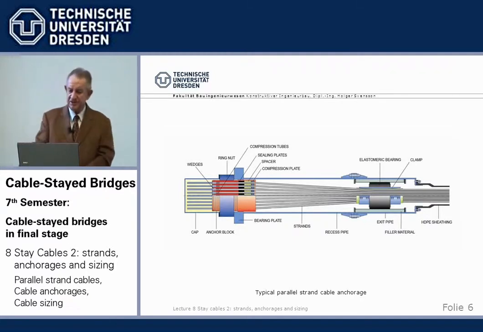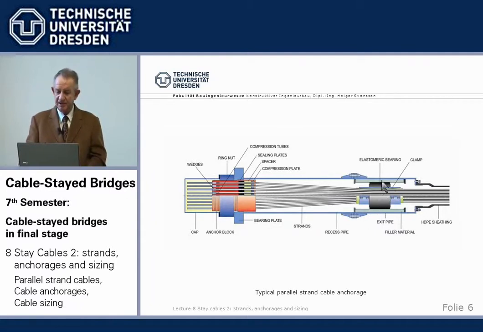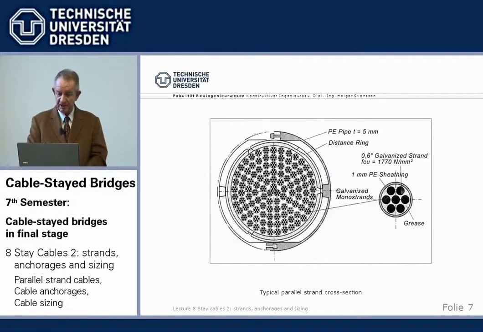So this is a typical situation. We have here the parallel strands coming in. They are here spreading out to be able to anchor. Then we have a steel anchor plate, and at the end there are wedges. And then we can support them here on these bearing plates, for example. They all basically look the same, like this. Cross-section, we have the parallel strands.